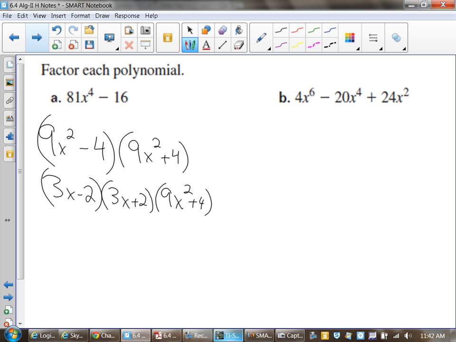All right, what about in part B? What's your first rule of factoring? GCFs. So I have 4x to the 6th minus 20x to the 4th plus 24x squared. 4x squared is your GCF. So if you factor out a 4x squared, we have x to the 4th minus 5x squared plus 6.